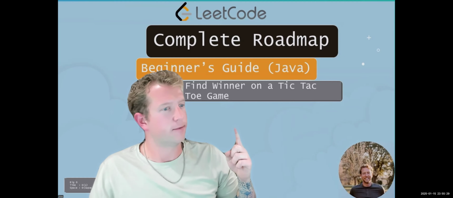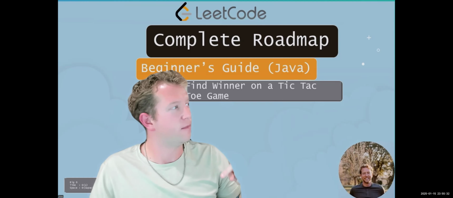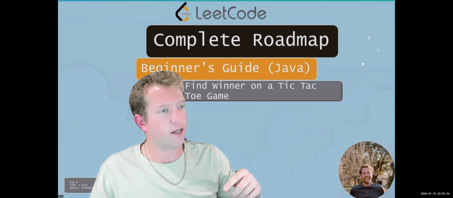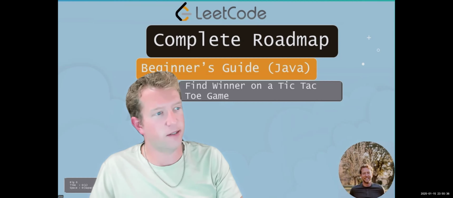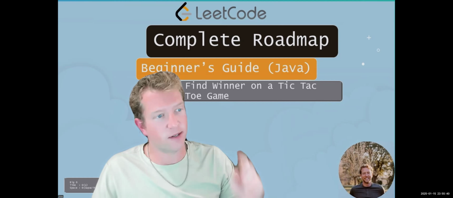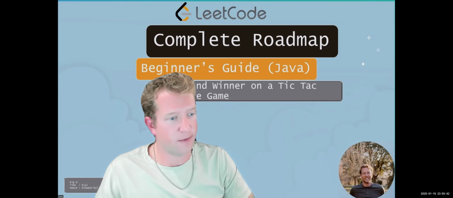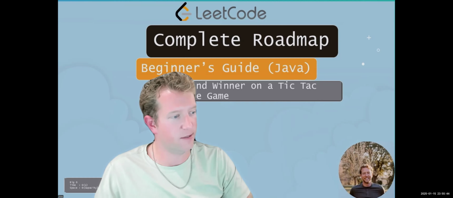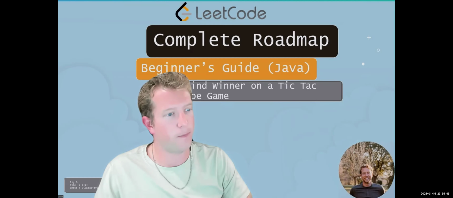We're back again with another LeetCode problem. This one is an easy one. Problem 1275, Find Winner on a Tic Tac Toe Game. Let's get started. I'm going to get this done in Java.